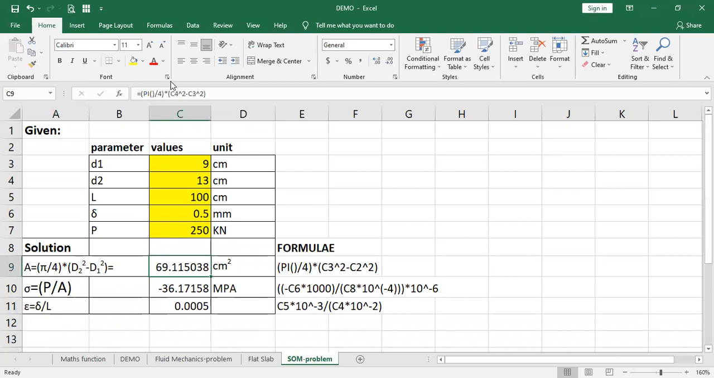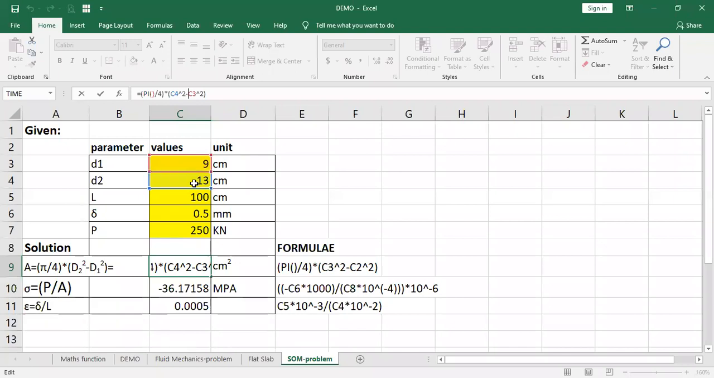Now look at this formula here in the formula bar. How to write pi here? Either you can write directly the value of pi, or otherwise write pi in parenthesis, divide by 4, give one more parenthesis to that, and then multiply by D2 square. Just look at what I have written here, this D2 square.